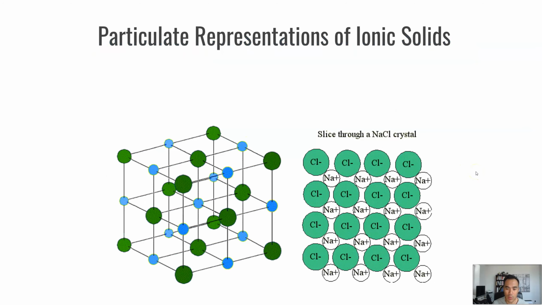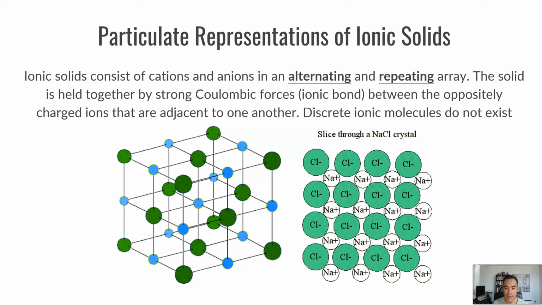A particulate representation is a way of showing something that you don't really see in a model. If we take a look at this cubic structure for salt as an example, salt has a Na plus and a Cl minus, but in this example, Cl minus is larger than sodium. The reason is that one of them has a negative charge and sodium has a positive charge, which makes the ion bigger for chlorine, even though chlorine technically is smaller.